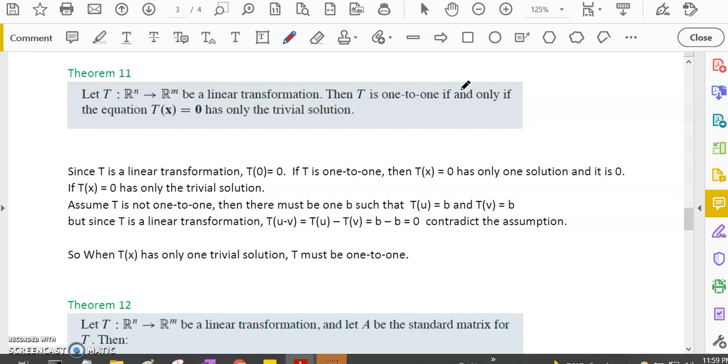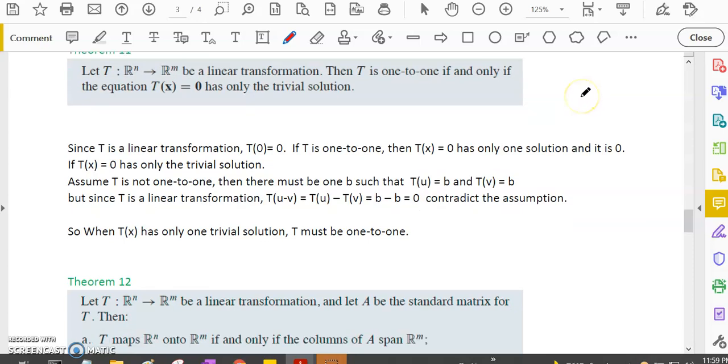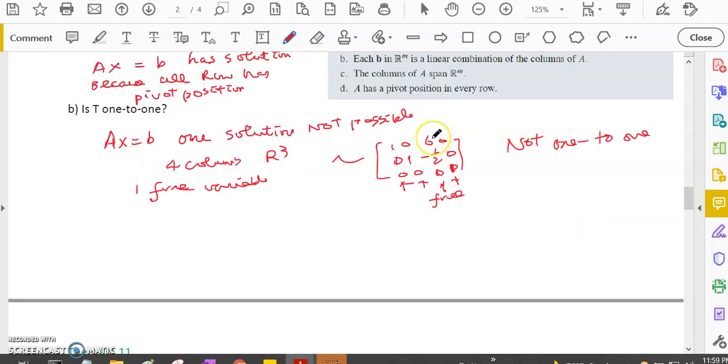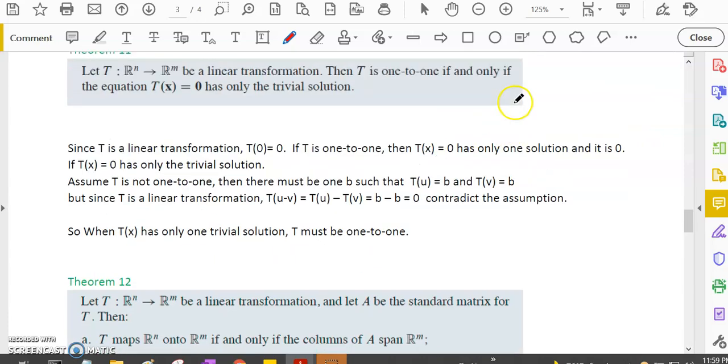So we talk about onto and one-to-one definitions of transformations. Now we're going to introduce two new theorems, theorem 11 and 12, that talk about what happens if the mapping is a linear transformation, like the last example that we worked on. Then we can use theorems that we have discovered for solving equations to help us determine if something is one-to-one or onto.